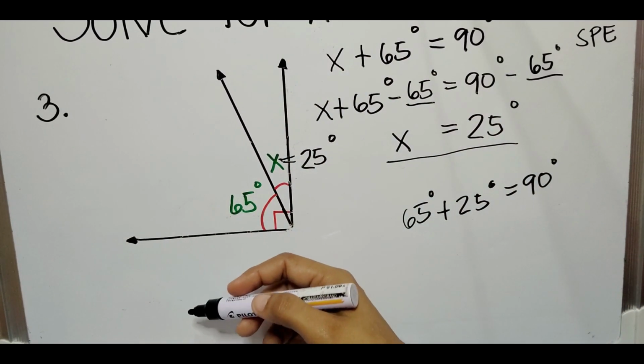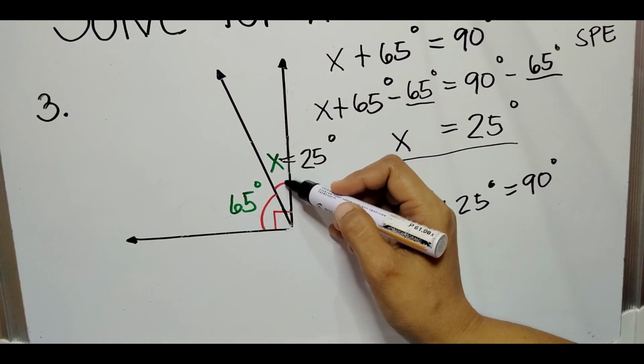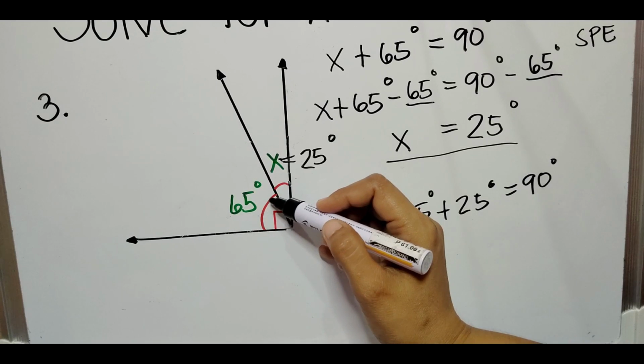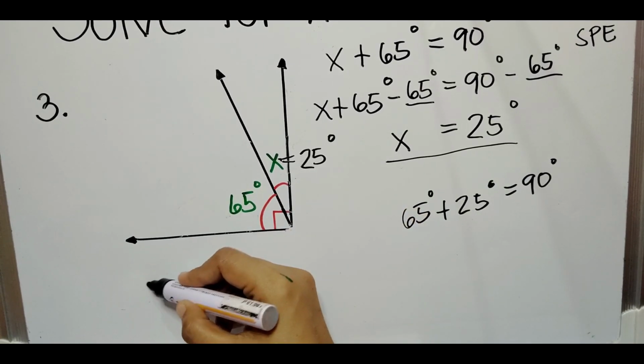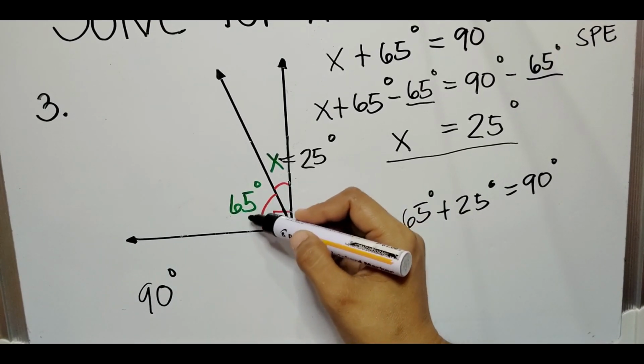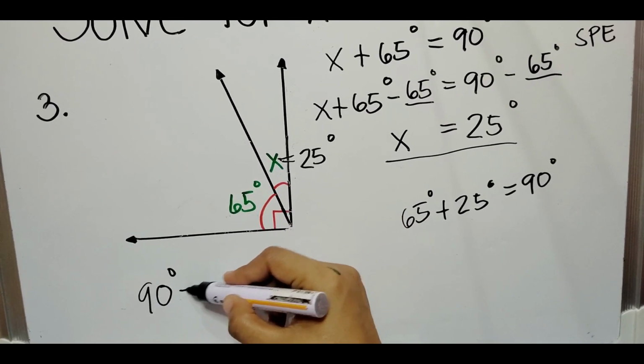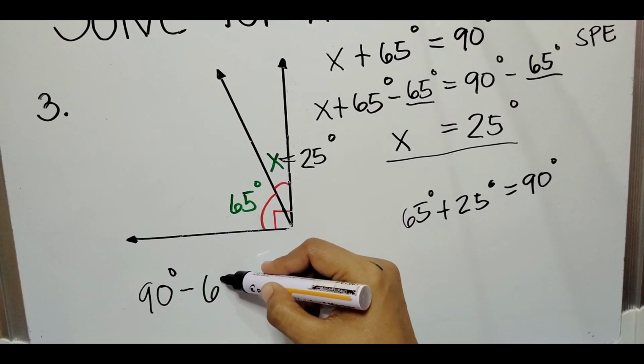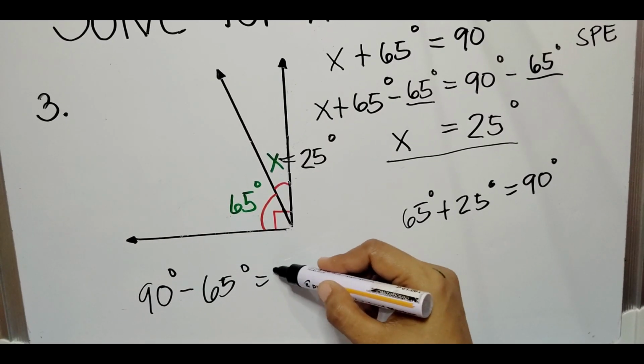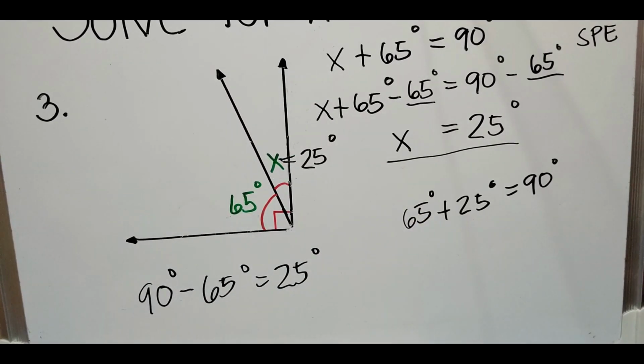Or in short, to find this angle given its complement, which is 65 degrees, we can just subtract the given angle from 90 degrees. So 90 degrees minus 65 degrees. The answer is 25 degrees. So that's it.